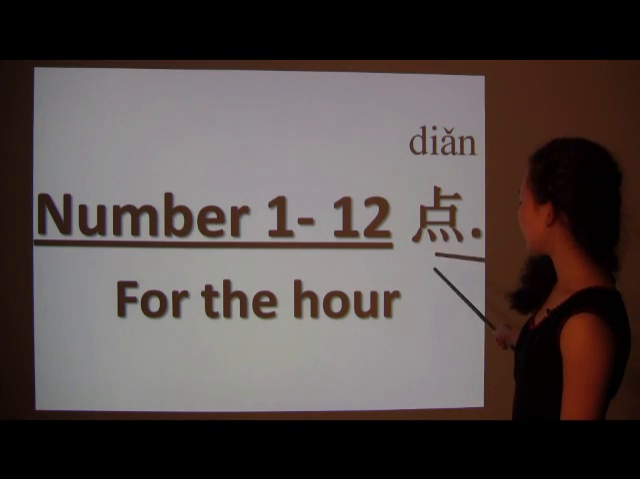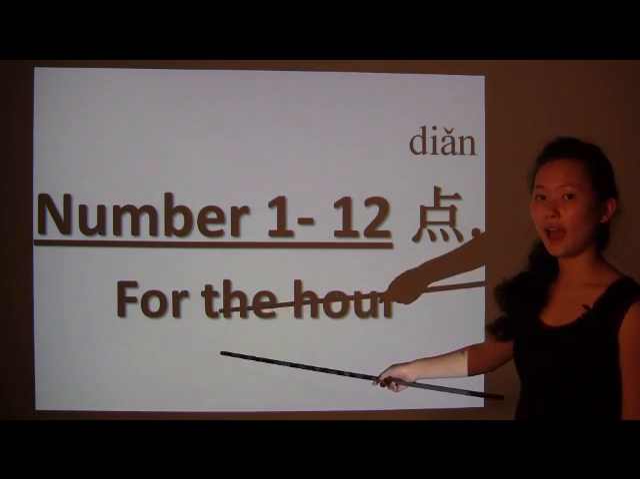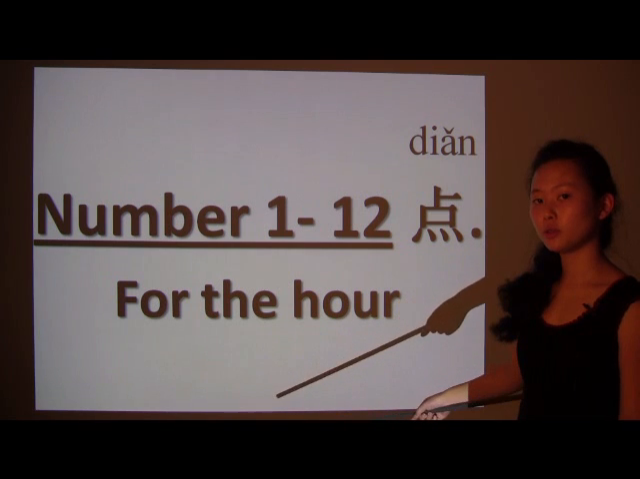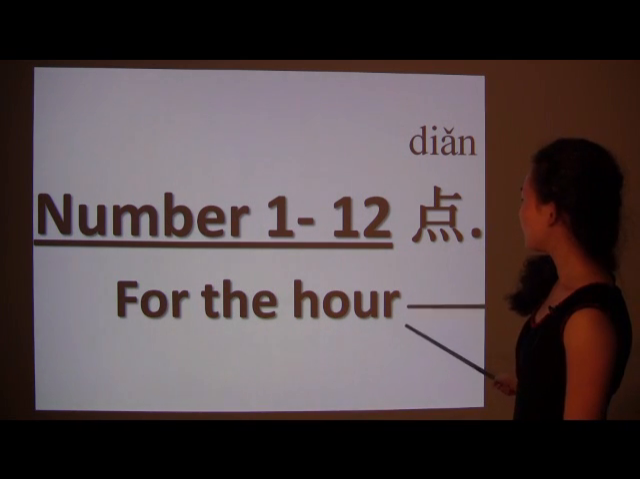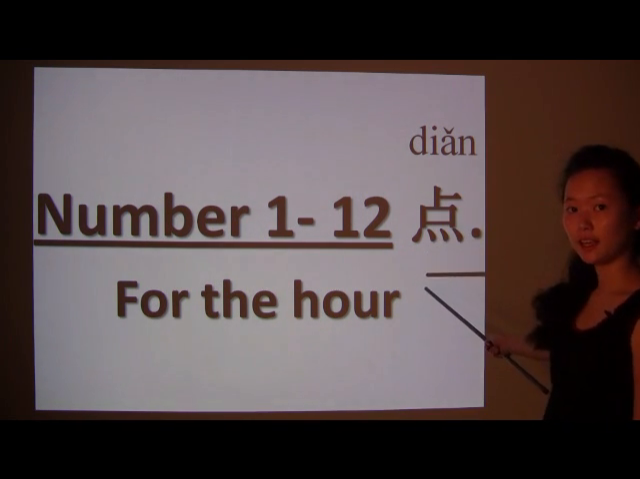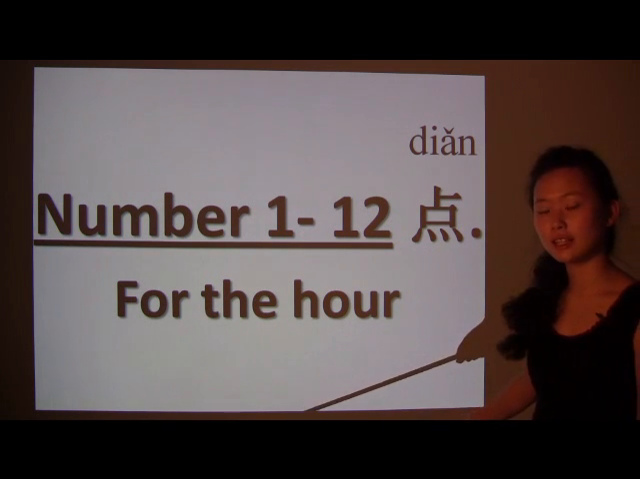And the 点 stands for the hour. So number 1 through 12, and then you have the character 点, which tells the person that you're telling them the hour of the day.